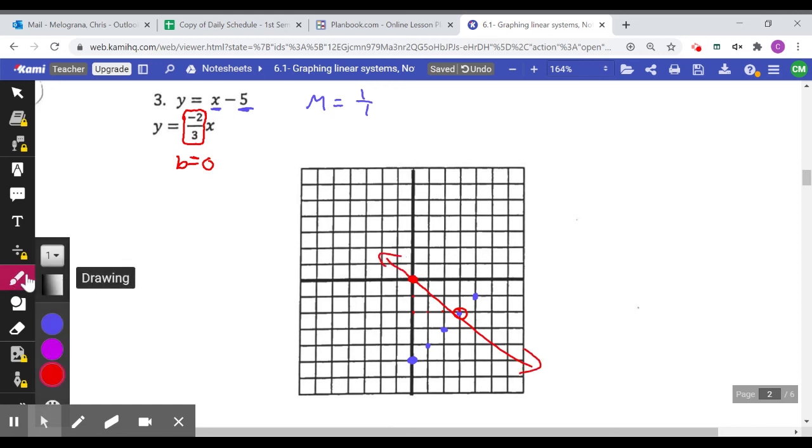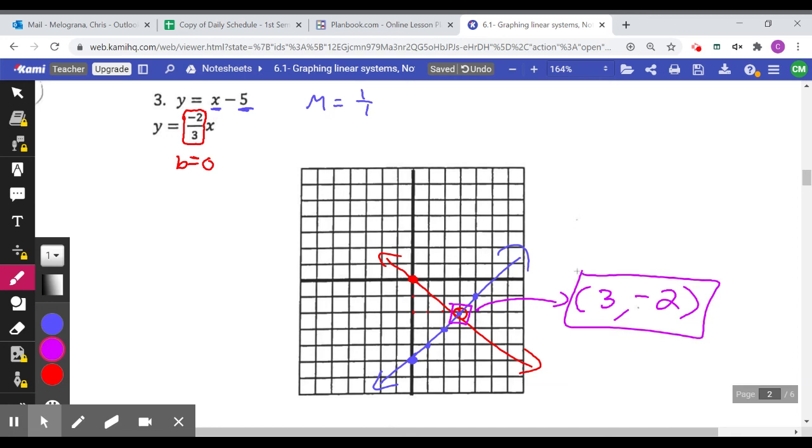So that's the blue line and the red line. The blue line with the slope of 1 is here. This is our answer right there. So that point of intersection looks like the x value is 1, 2, 3. And the y value we go down to 3, negative 2. (3, -2) is your answer to this. So hopefully you guys got this one correct.